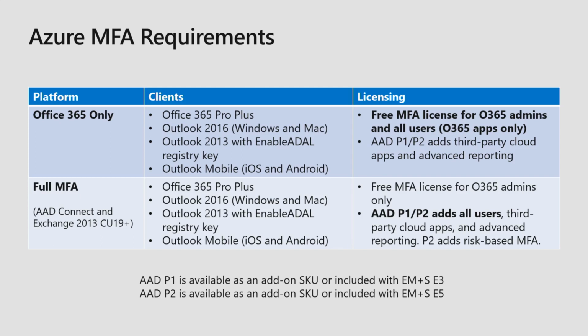If you want more than that, you want to secure more applications like third-party apps, or you're using AAD Connect to sync your Active Directory on-prem to Azure AD, you need full. Full requires an AAD premium license. You need at least P1 or P2, which is included with the EMS SKUs. They both support the same clients: Office 2013 with a registry hack and higher, and the Outlook mobile apps, and it also works for Mac.